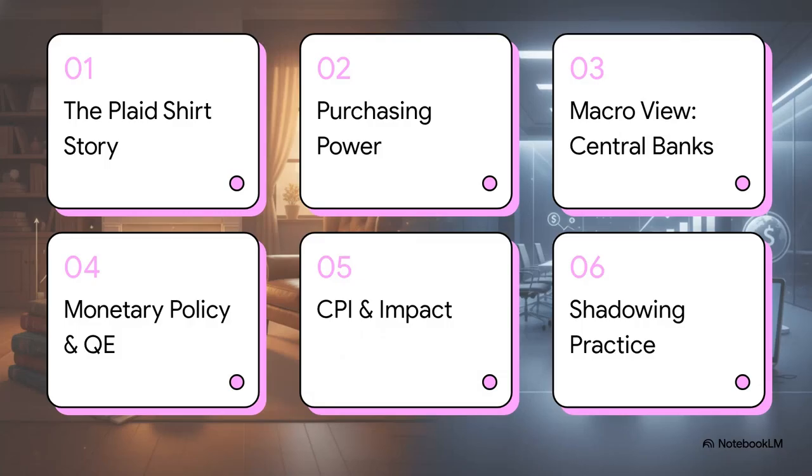All right, let's look at our roadmap. We're hitting 1. The plaid shirt story. 2. Erosion of purchasing power. 3. The macro view of central banks. 4. Monetary policy and QE. 5. CPI and measuring the impact. And finally, 6. A shadowing practice for financial fluency.